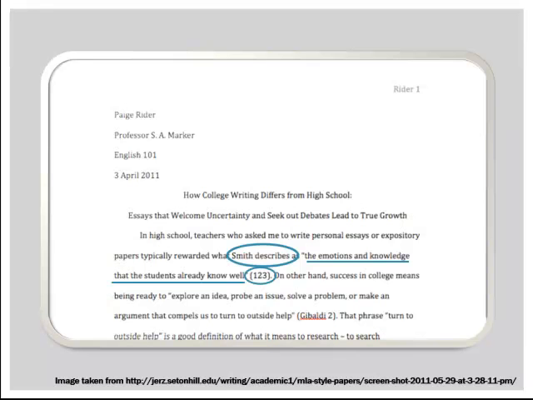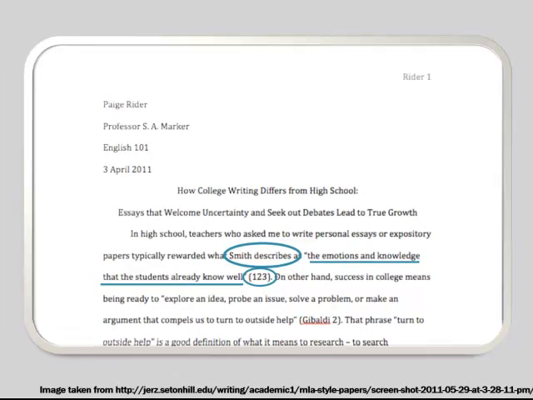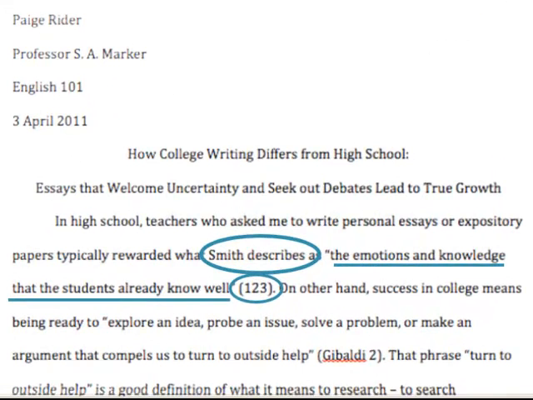Okay, so let's take a look at how in-text citations, attributive phrases, and works cited pages all work together. You'll see in this particular paper by Paige Ryder on how college writing differs from high school that she utilizes a quote. The quote reads, "The emotions and knowledge that the students already know well." Because it's a quote, we automatically assume that it comes from somewhere else. And she gives us the attributive phrase, Smith describes. Then we can see in the in-text citation that it came on page 123. So if you wanted to find this, it's on page 123.